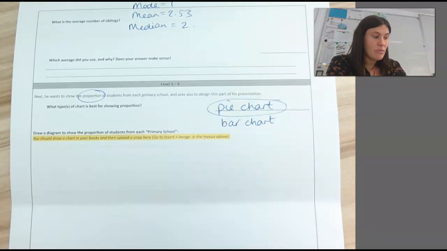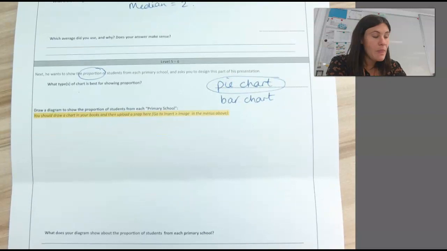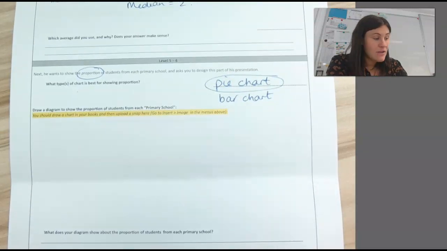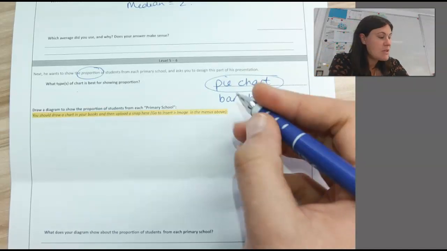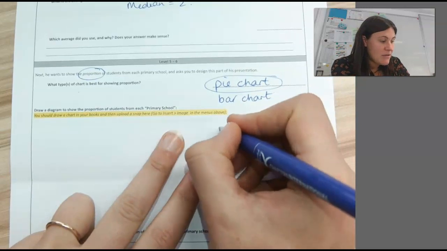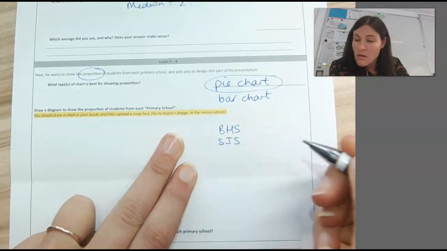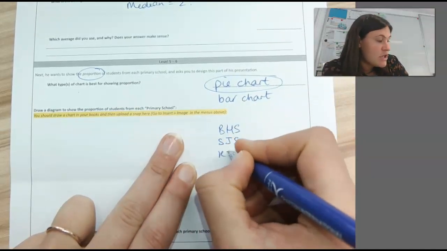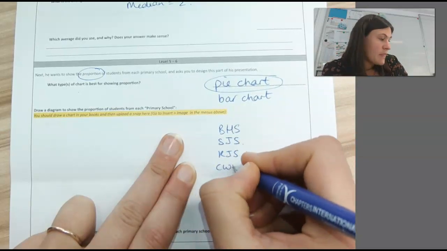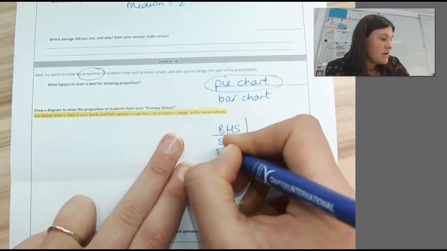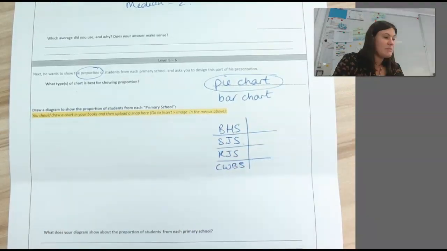So how are we going to draw a pie chart to show proportion? Well, we need to know what the angles are. So first of all, I need to take a look at my data and look at the different schools that Year 7 students came from and how many we had from each. Then I'll start thinking about what angle would be representative for that. So I'm looking at my data. I can see I've got some students from Beacon Hill School, some from SJS, some from KJS, and some from Clearwater Bay. So I'm going to add up the numbers from each.